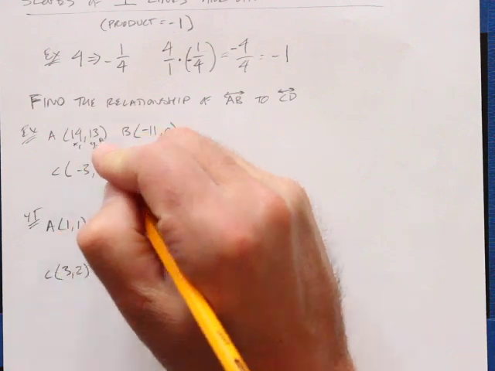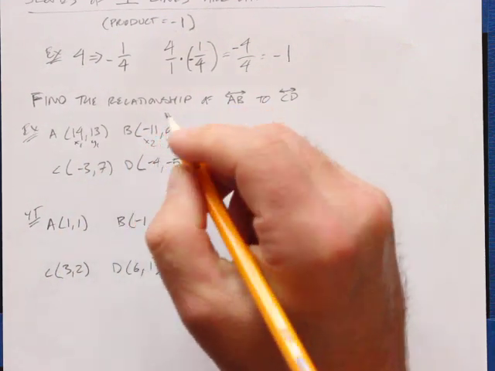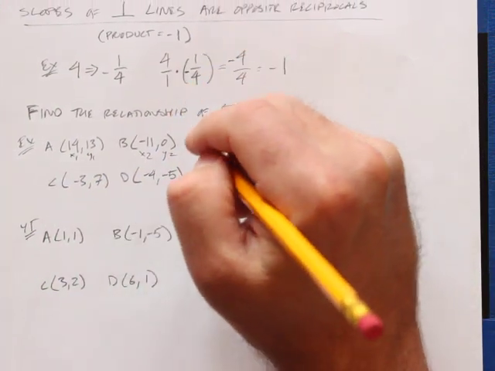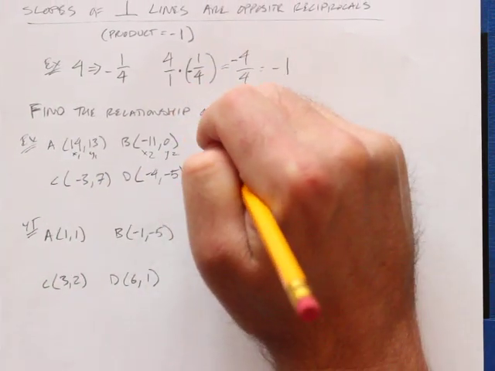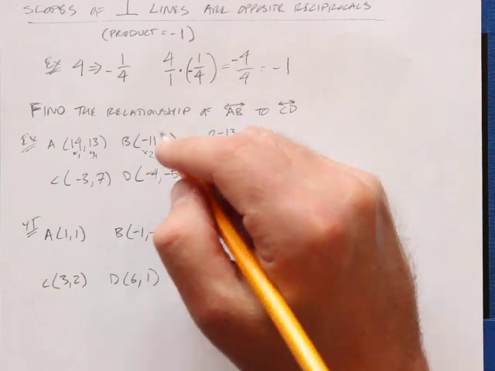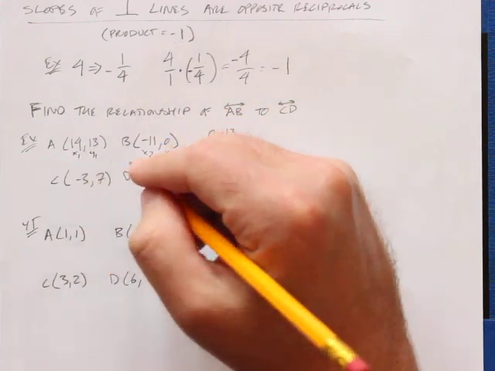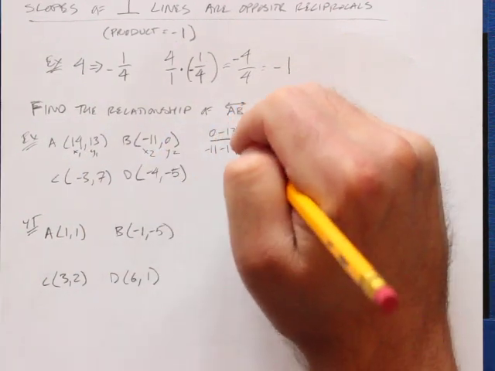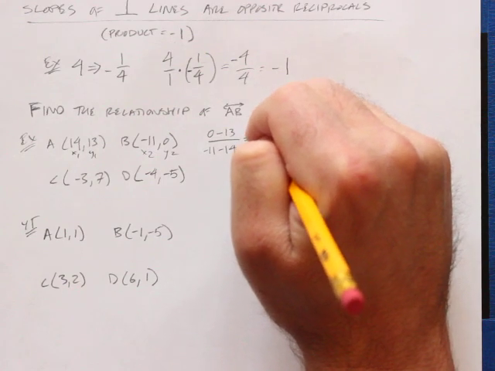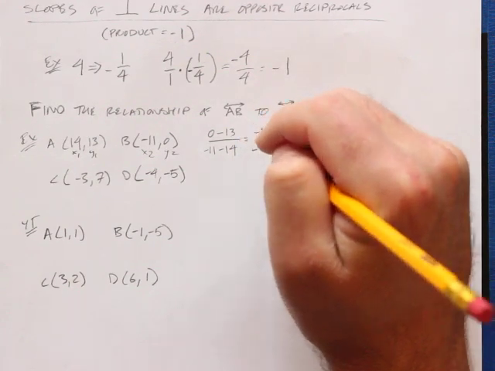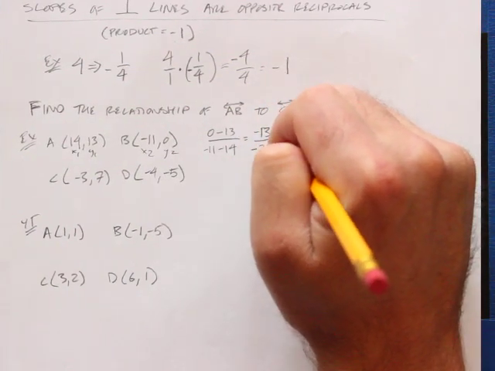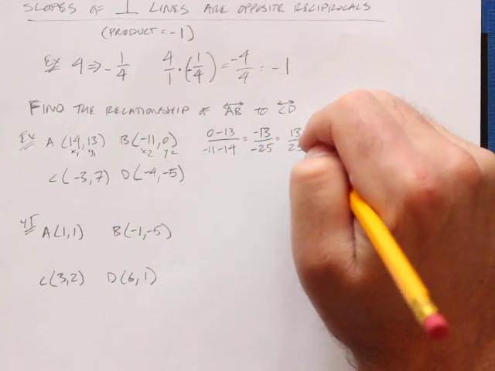So x1, y1, x2, y2. We're going to do the slope of the line AB first. So 0, that's y2, minus y1, which is 13, over x2, which is -11, minus 14, which is x1. So I've got -13 over -25, which is 13 over 25. So that's the slope of AB.